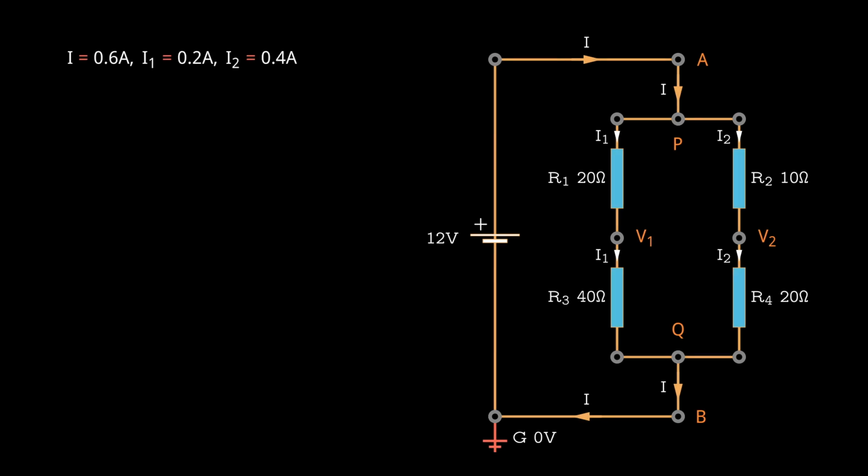Alright. Now that we know the current flowing through each branch, we can calculate the voltage drop across each resistor, using Ohm's law. For each resistor in both branches, we'll simply multiply the current in the branch, I1, or I2, by the corresponding resistance, to determine the voltage drop across that resistor.